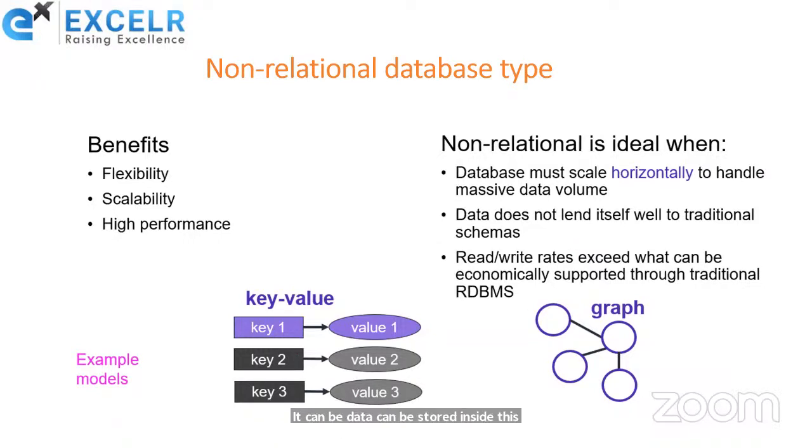Okay. So a non-relational database is ideal when the database must scale horizontally to handle massive data volume. If there is a huge volume which doesn't require any structuring or indexing and has to be stored in the database randomly, then this kind of database is very useful. Data does not lend itself well to traditional schemas. So there are no restrictions for the schemas. As I told you in the example, at a particular row or column, integer and string values can be inserted at the same time. It doesn't give you errors.